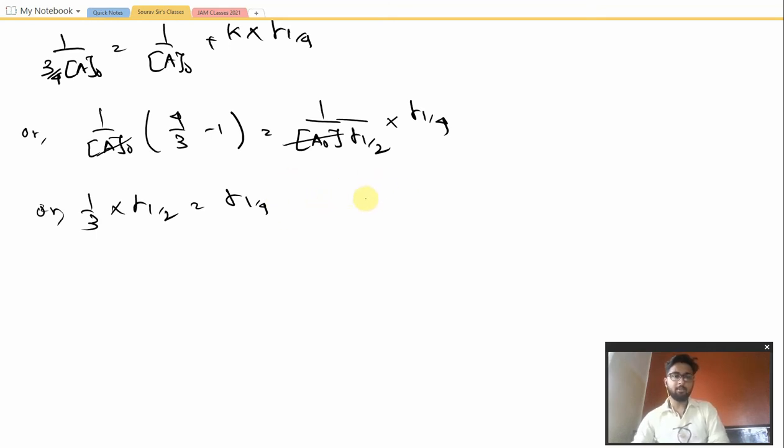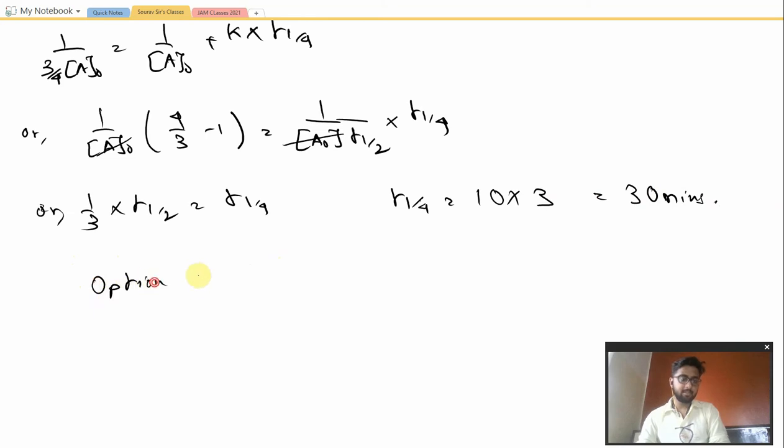So T 1 by 4 would be 10 into 3, which is equal to 30 minutes. So in the options you can see that option B has 30 minutes, so this one would be the correct option.